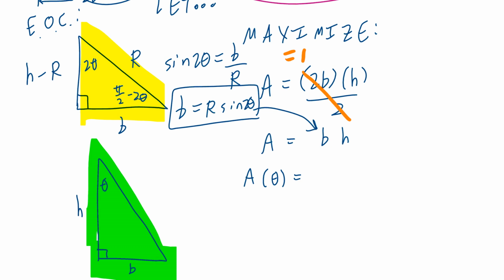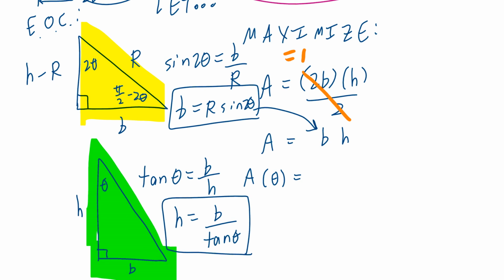Likewise, if I think about the second equation of constraint, I can go back and write down tan theta. Again, tan theta is opposite over adjacent. So in this case, it's going to be tan theta equal to b divided by h. Again, I can isolate for height. Height equals b divided by tan theta. Again, we're going to plug it back in a moment.